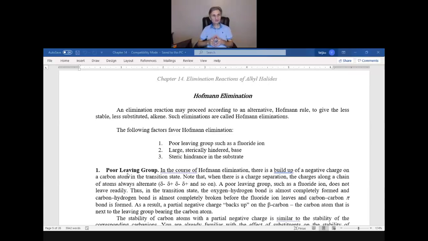So there are three factors that favor Hofmann elimination. First one is poor leaving group, fluorine. So if you see fluorine, elimination is Hofmann. That's it. Nothing to consider.